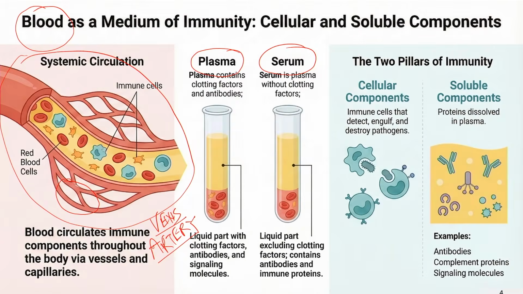Once we have blood with an anticoagulant, that means the blood won't coagulate. If we spin it down, the blood cells will settle at the bottom, and the fluid part we get is what we call plasma. So we can say that this is the liquid part with clotting factors, antibodies and signaling molecules. These are all parts which will be present in this plasma content.